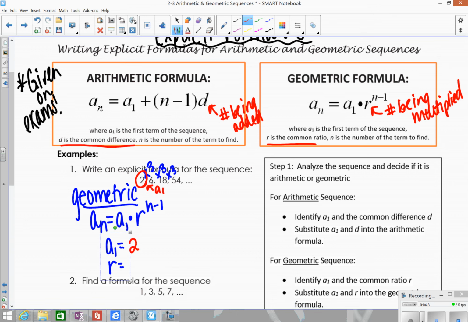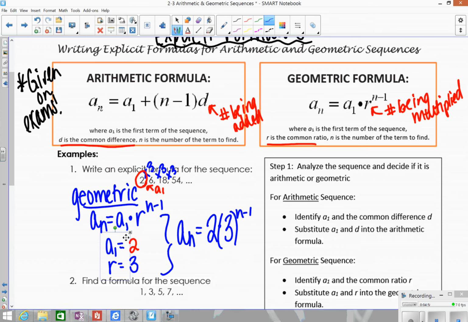And your common ratio, or the number you're multiplying by, is going to be 3. So then what you do is you're going to take these things and plug them into your formula. So a sub n equals a1, which is 2, times r, which is 3, to the n minus 1. And I'm just going to put that 3 in parentheses because it's the 3 that's being raised to the n minus 1, and the 2 is getting multiplied out in front.